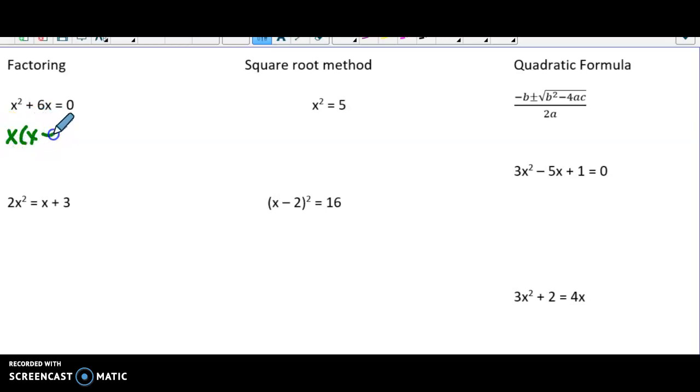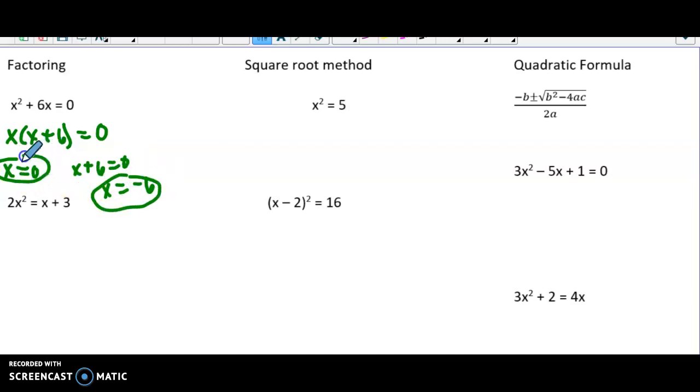In this case, I could take an x out. The reason factoring works is because I'm set equal to 0. When I have two things that multiply to 0, one or the other or both have to be 0. So for this case, I get x is 0, x is -6, and I'm done.